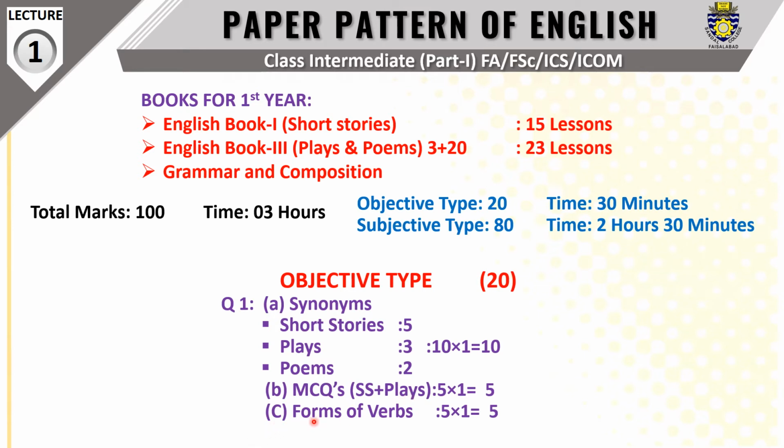Part C, that is forms of verbs. Forms of verbs are given 5, and 1 word, 1 form is missing, and you are to fill that very form from the 4 options that are given under the sentence. So 5 marks are given to forms of verb. So there are total 20 marks. If you work hard, you can get all 20 marks from objective type. Rather, I must advise you, you should get 20 marks. No mark should be deducted from objective type, if you want to make a better percentage, if you want to make a very good position in English.